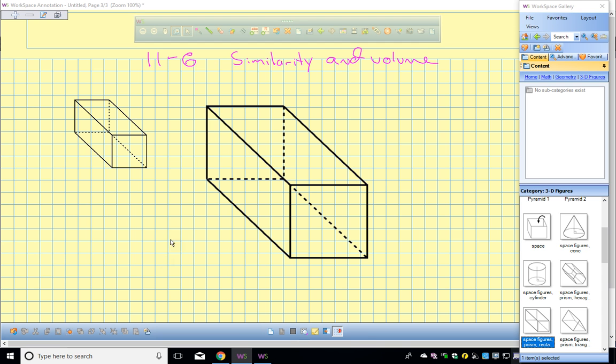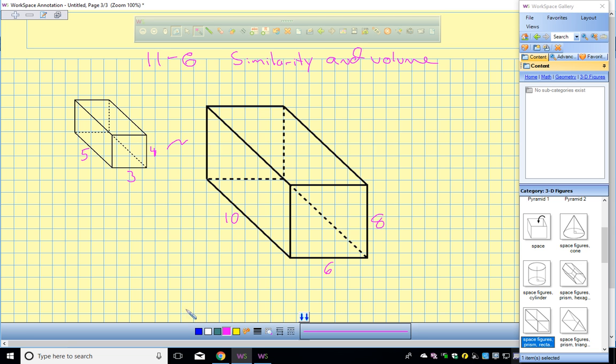Okay, so say I have this prism, and even though it doesn't look like it, I'm going to call this side 3. I'm going to call this side 4, and this side 5. And I'm going to double everything. So I'm going to tell you these two shapes are similar. So now this side is 10, this side is 6, and this side is 8.